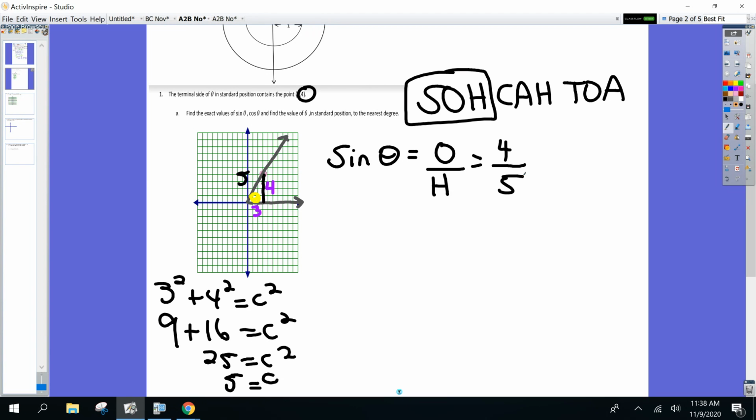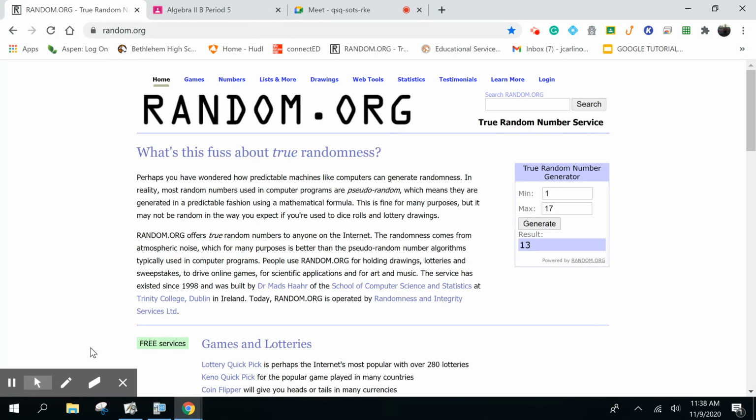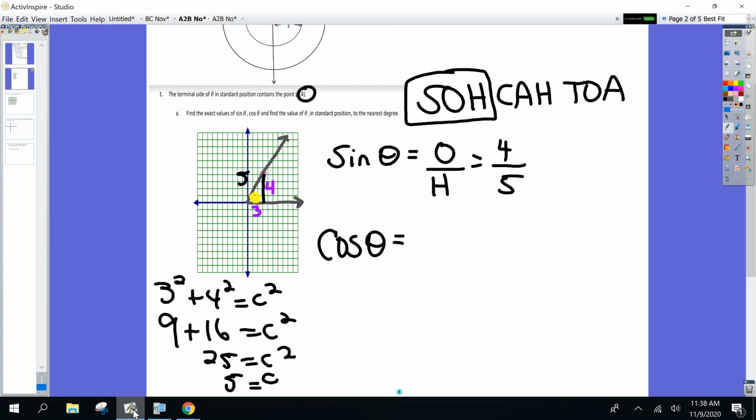We also needed to find cosine, right? Okay, if I have SOHCAHTOA up there, cosine is equal to? What sides can I use for cosine? Eliana, I don't think so. I hope not, because that would have been awful.